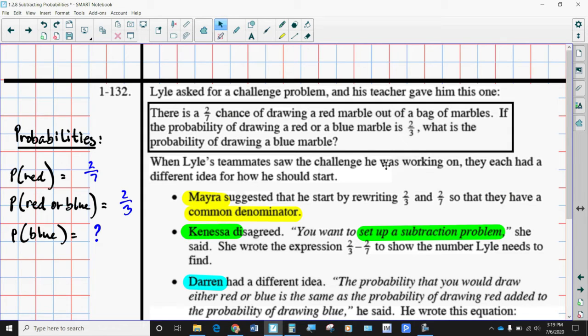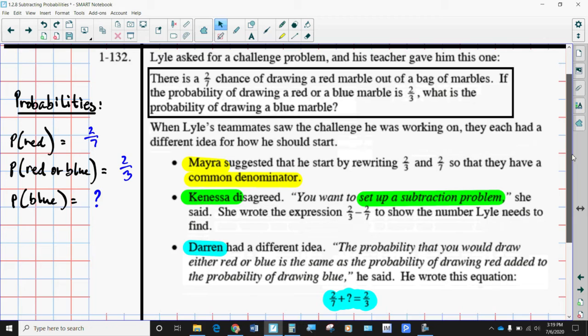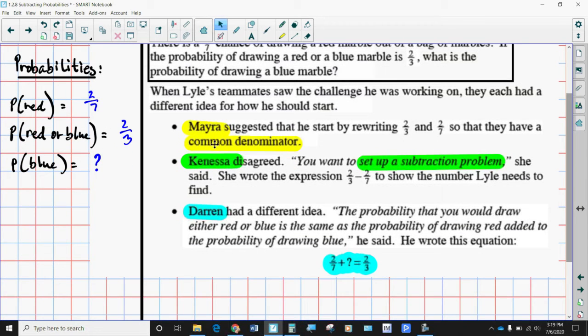So Lyle's teammates saw this as a challenge, and they decided to come up with some ideas for this. Myra says that he should start by getting a common denominator, right? Myra suggested that he start by rewriting 2/3 and 2/7 so that they have a common denominator. Because remember, compound probabilities involved us doing some addition, right? And before you can add fractions, you gotta have a common denominator.